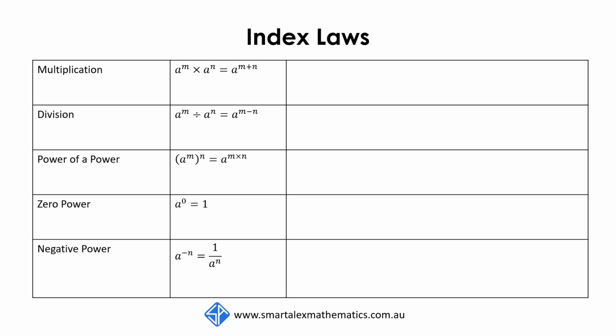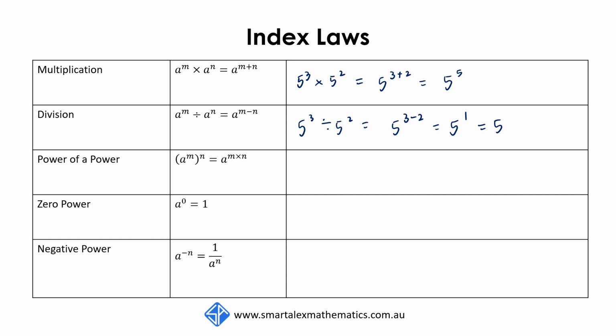First, we're going to review all the basic index laws. The first index law is multiplication. When we multiply two terms together and they have the same base, then we can add the indices together. For example, 5 cubed times 5 squared would be equal to 5 to the power of 3 plus 2, or 5 to the power of 5. For division, we only need to subtract the indices. An example would be 5 cubed divided by 5 squared. This is equal to 5 to the power of 3 minus 2, or 5 to the power of 1, which is also equal to 5.